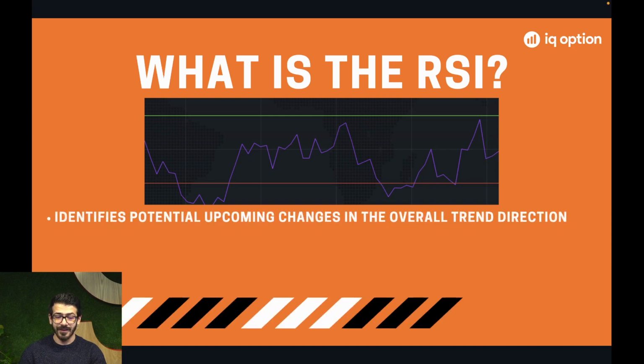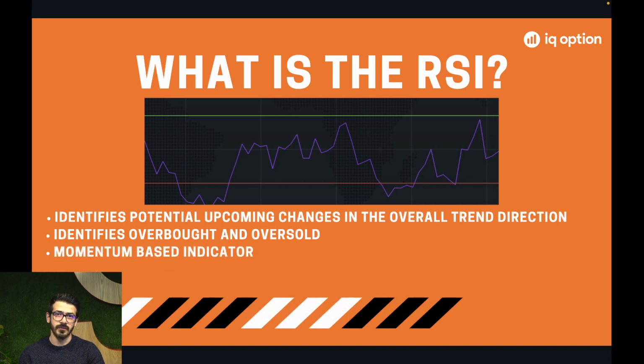First of all, it identifies potential upcoming changes in the overall trend direction. So it can tell you if the trend is going to change or if it's going to potentially continue. It identifies overbought and oversold. I'll explain that to you in a bit.